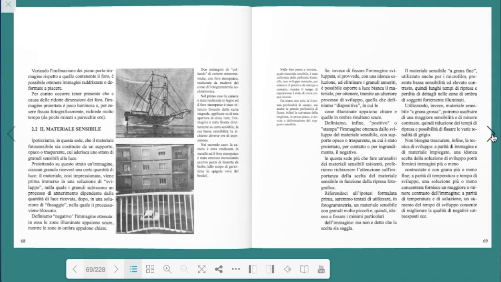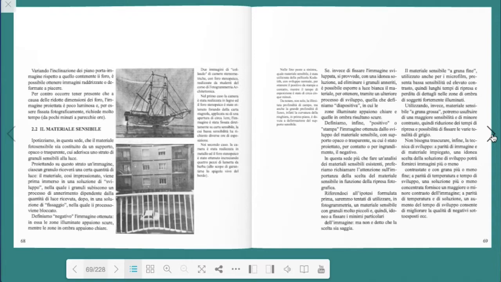Instead, by using coarse-grained sensitive material, we will be able to take advantage of greater sensitivity and less contrast, thus reducing shooting times and increasing the possibility of fixing the various shades of gray. Finally, we must not neglect the development technique. With the same image and material used, a suitable choice of the development solution can provide us with more or less contrasted images and with more or less fine grain.